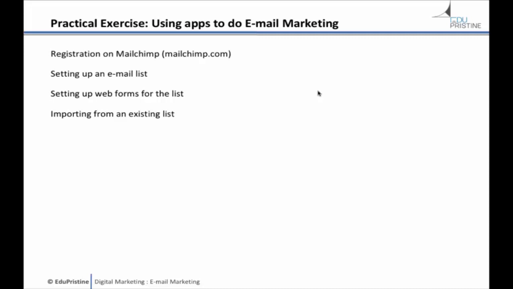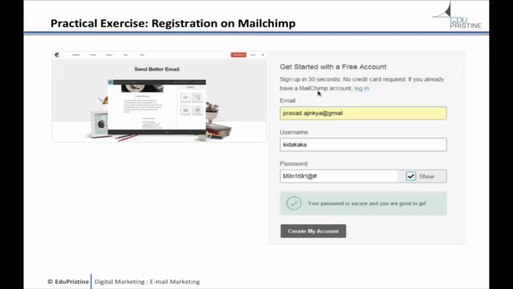Basically we'll register ourselves and set up a couple of email lists. We'll also set up forms, which means that if somebody comes to your website and puts in their details, that should automatically go to the list in Mailchimp. How do you do that? We'll see that. And if you already have certain email addresses, how do you import them to this list? We'll also do that.